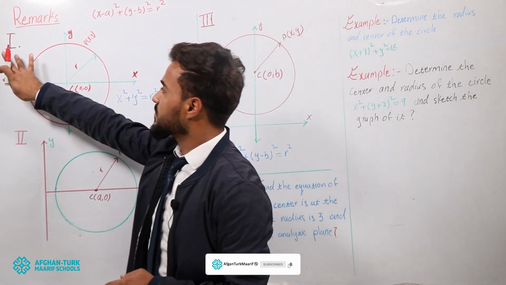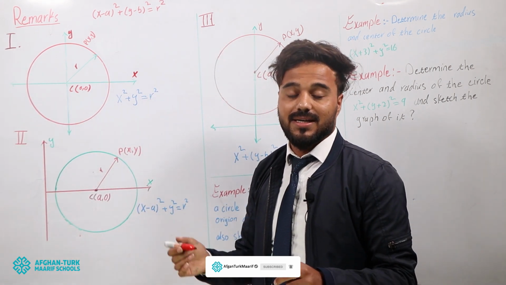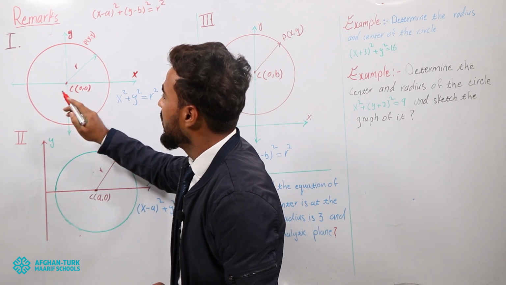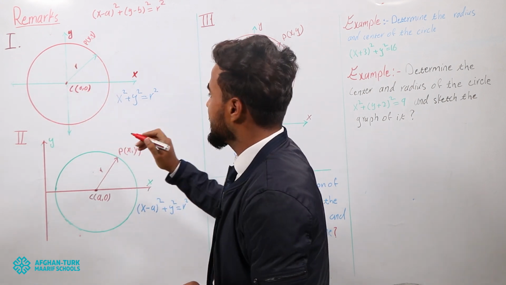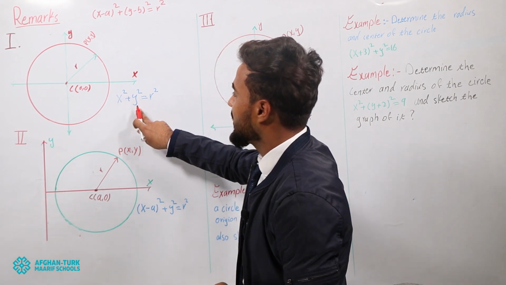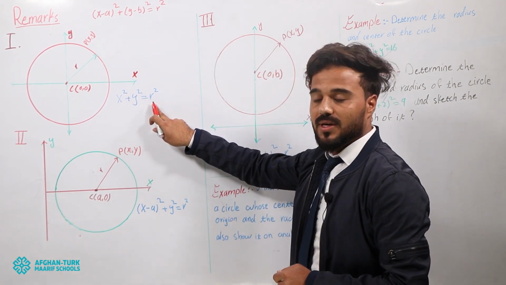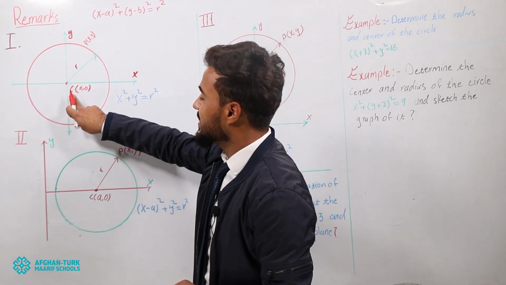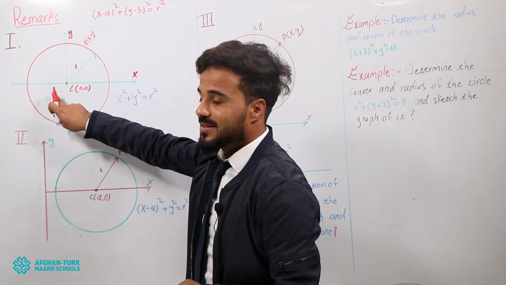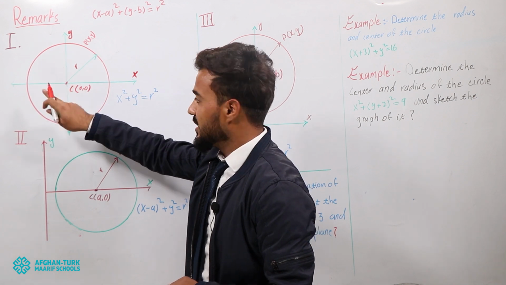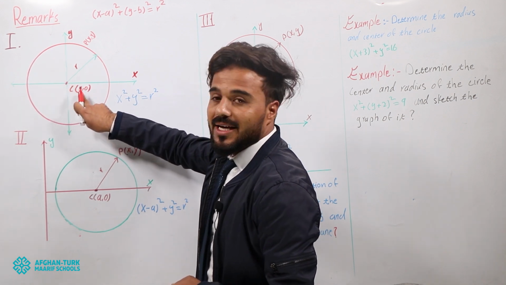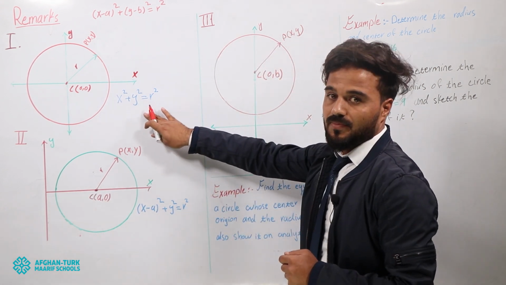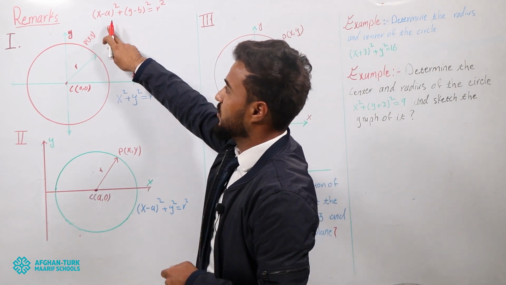First one: if the center of the circle is located at the origin of the coordinate plane, for this kind of circle we can write the equation like this: x squared plus y squared is equal to r squared. It means that a and b are 0 here, because the center is located at the origin, and at the origin of the coordinate plane a and b are 0. So from here we get this equation.